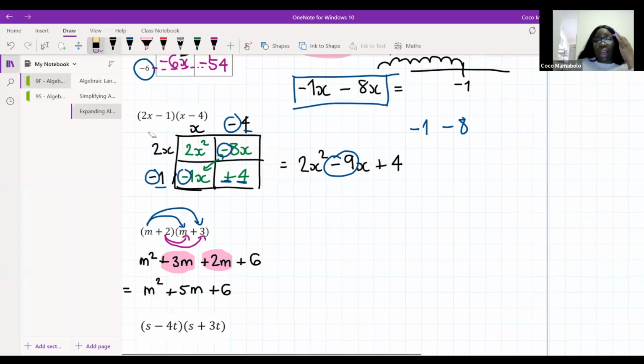Now, I hear everybody saying it's called FOIL. So what FOIL actually stands for is first, outers, inners, last.